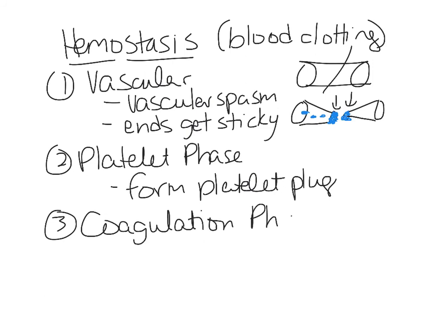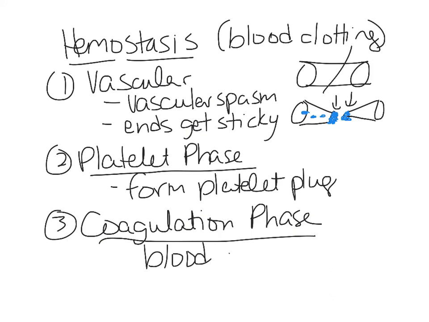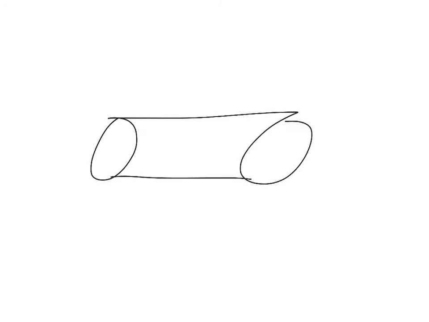There's one more phase after that, actually, which is the retraction of the clot. But this phase is the coagulation phase. We now have a platelet plug. Now, in this phase, we're going to form a blood clot. There are two different pathways by which this coagulation phase occurs. In the first pathway, here's our blood vessel. The first pathway occurs outside of the blood vessel, and it's called the extrinsic pathway.